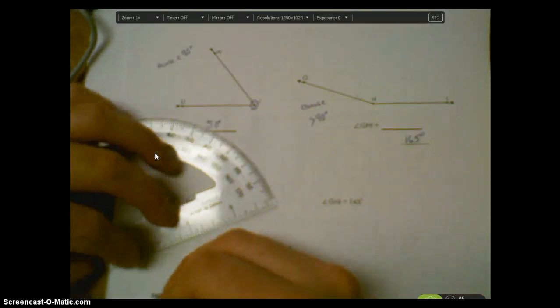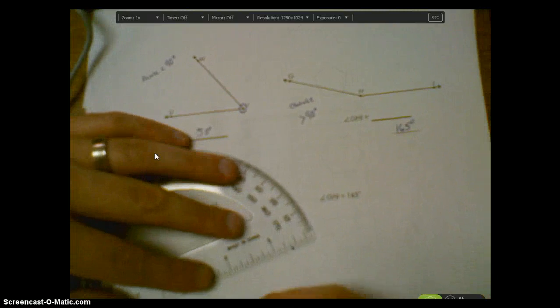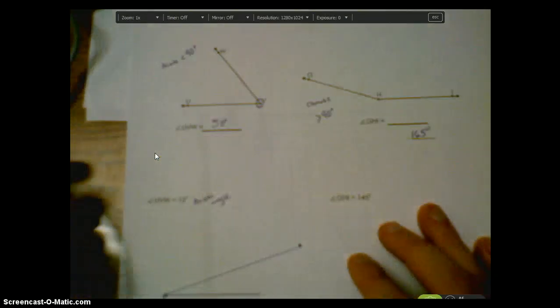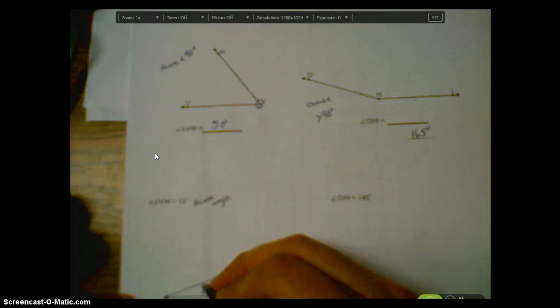Now, I need to connect the dots. I've got a dot down here, which is going to be my vertex, and a dot up there, and I just draw it. Does this make logical sense? Absolutely it does, because this angle is certainly going to measure less than 90 degrees. It's an acute angle, and it looks about 15 degrees.